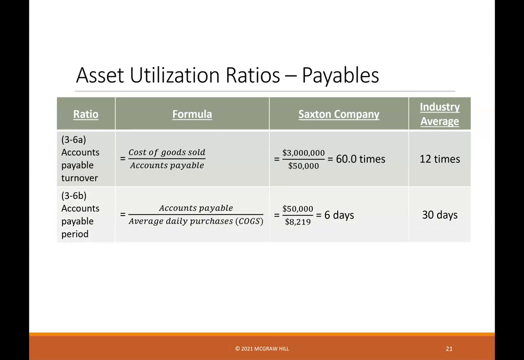For the asset utilization ratios, payables, we have our accounts payable turnover. So we have cost of goods sold divided by accounts payable. The $3 million of cost of goods sold comes from the income statement, and the $50,000 comes from the accounts payable on the balance sheet, for 60 times. And the accounts payable period is accounts payable divided by average daily purchases. For most companies, we don't have access to the actual purchases, so we'll just use the cost of goods sold instead. So it's just that $3 million divided by 365 days, and that gives us 6 days.